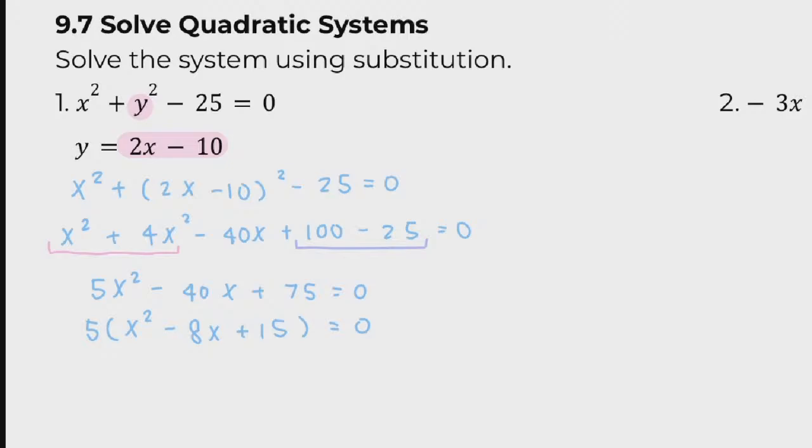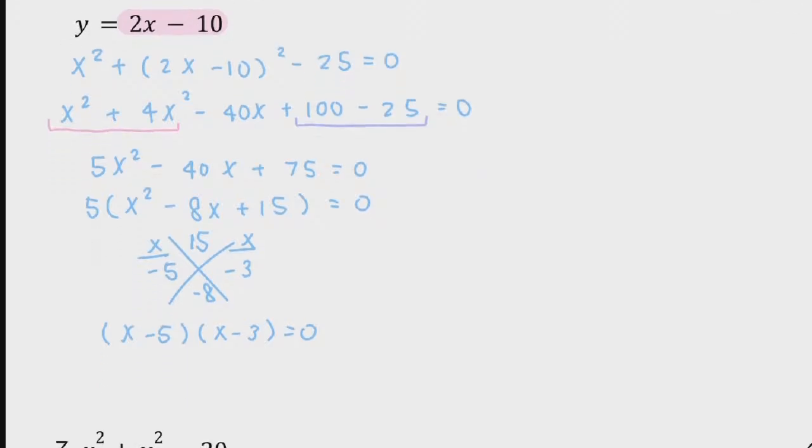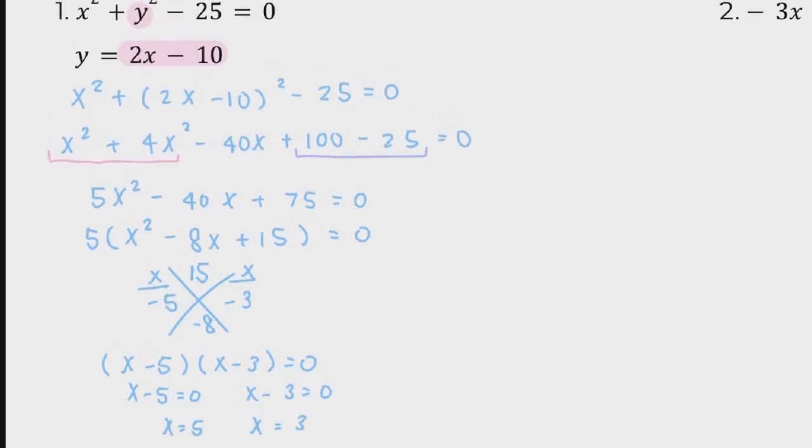So next we want to find two numbers that will multiply to 15 and add to negative 8. So that's going to be negative 5 and negative 3. And on top will be x. So we have (x minus 5)(x minus 3) equals 0. And we can set each one equal to 0. So x minus 5 equals 0 and x minus 3 equals 0. So x equals 5 and x equals 3. So that means the graphs will intersect at 2 points.